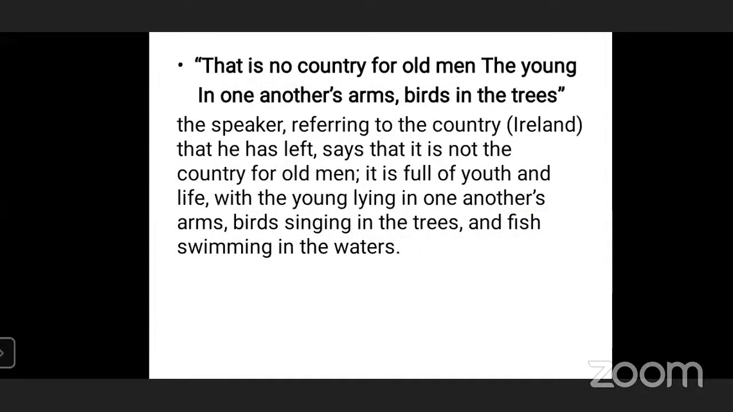You see the next one. There are some lines that have been taken from that particular poem and illustrated over here. Okay, that is, "That is no country for old men." This is the first line of that particular poem.